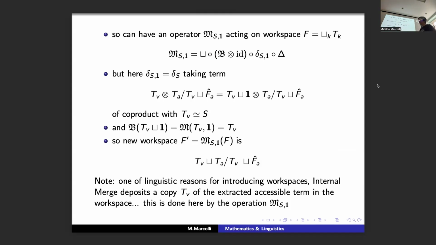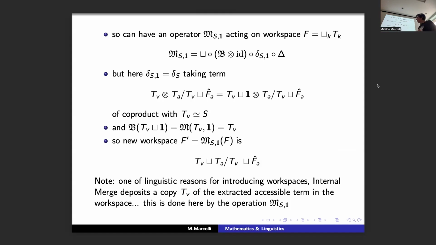And in the linguistic papers, you see this described as the fact that internal merge creates a copy of a substructure in the workspace. This is exactly the operation that does that. And then once that is available, you can apply an external merge and merge these two structures together. So if you view it like this, you can think of the internal merge as a composite operation of this term and the external merge.